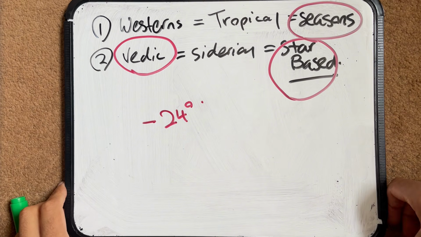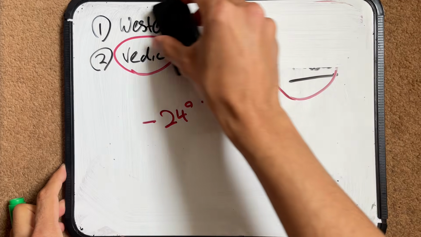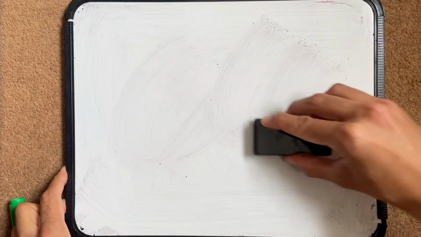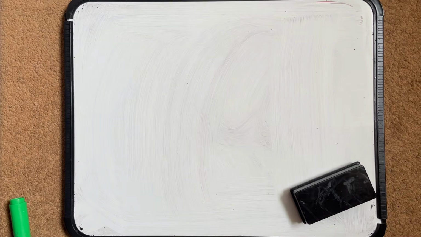Now we understand the difference between Western and Vedic astrology, hopefully, okay? We can begin looking at the basic building blocks of a Vedic birth chart. So we'll look at the signs, the houses, the planets, okay, in the next video.